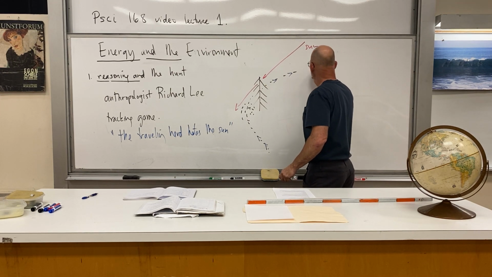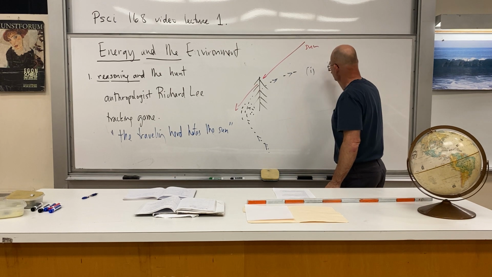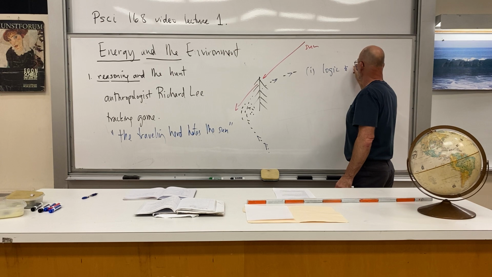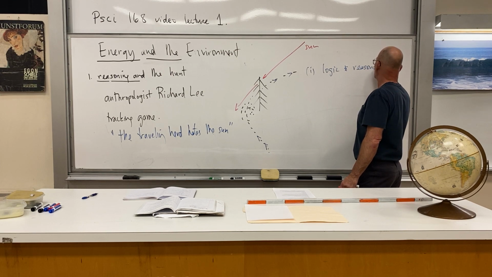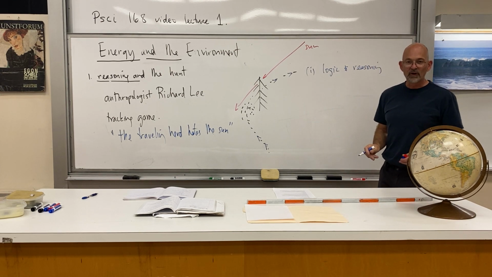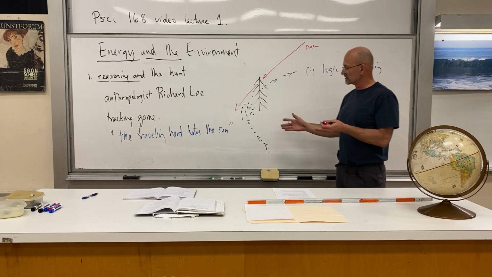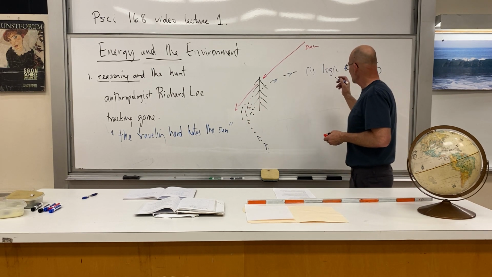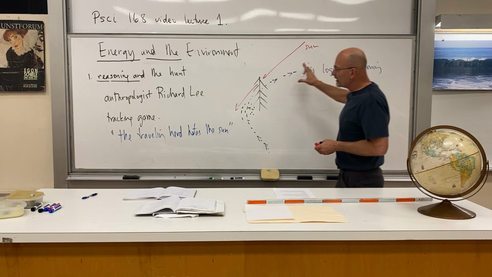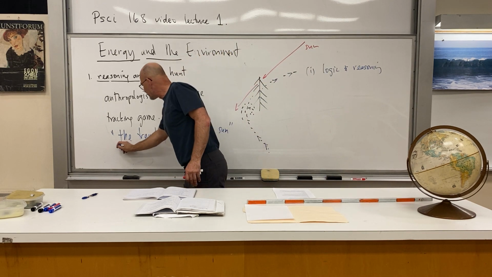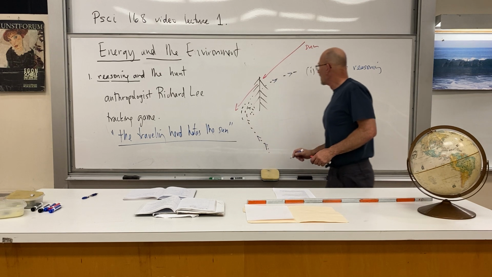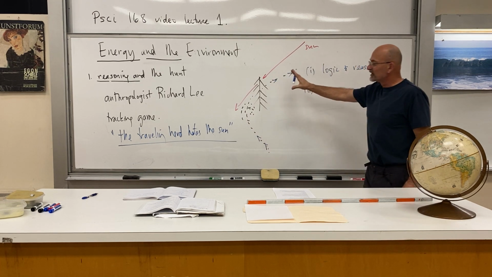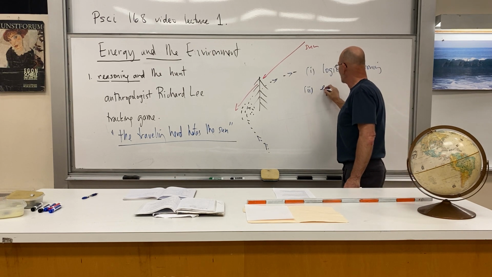So first of all, we have logic and reasoning, and you see that's pretty universal. You want to get your next meal, you've got to use some reasoning. And there's a principle here, so they're reasoning off of a principle. And the second thing we have is an example of a sundial.